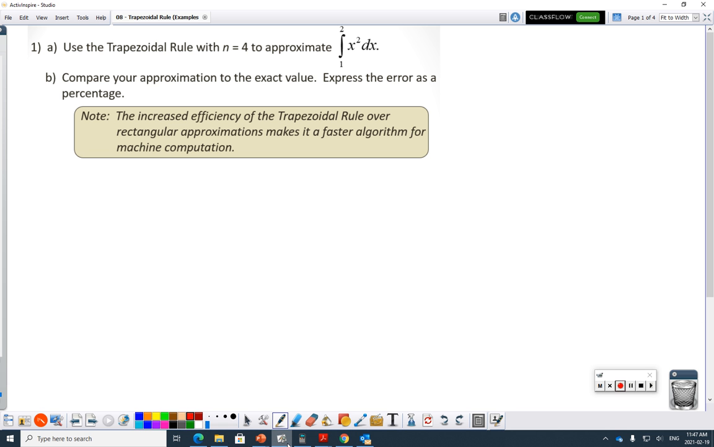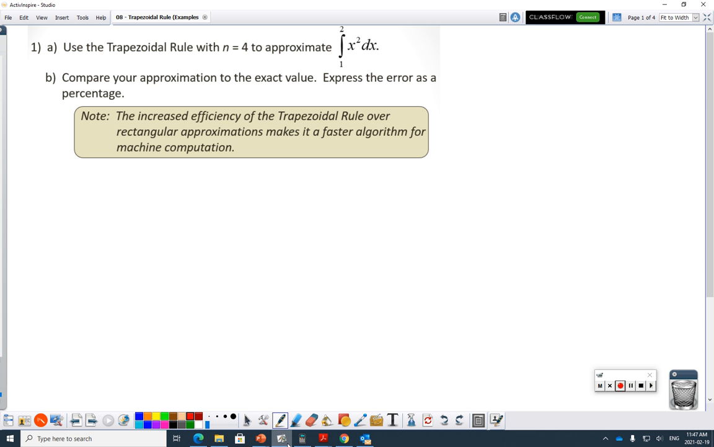Use the trapezoidal rule with n equals 4 to approximate integral 1 to 2 of x squared dx. Now, incidentally, you should be thinking, we now have a better way to do this. Isn't the fundamental theorem way more efficient on this? Bang, bang, done? Yeah? And the answer is, well, yes, but you saw the problems the calculator had with some of the integrals and some of the Riemann sums we did.